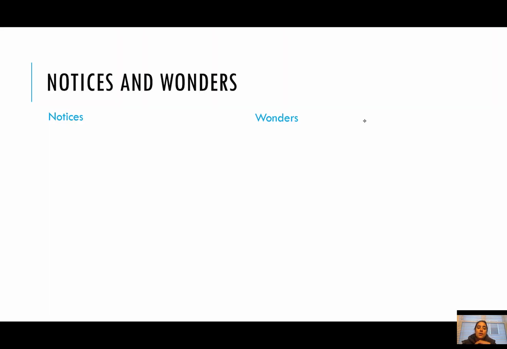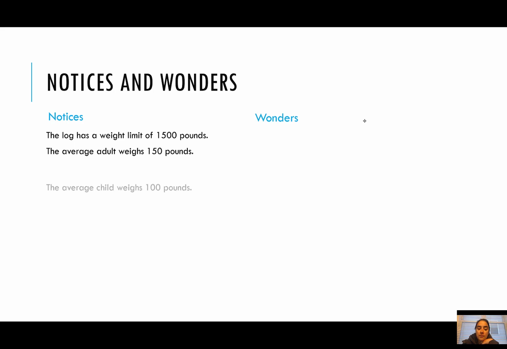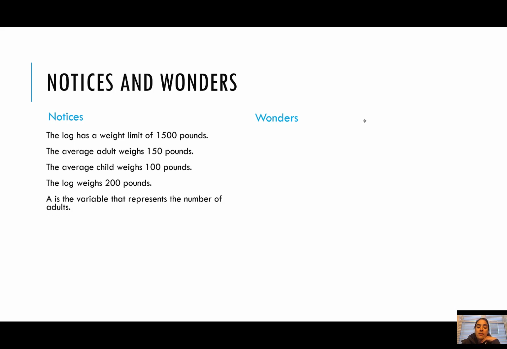All right, here are some of my notices and wonders. The log has a weight limit of 1,500 pounds, meaning it cannot go over 1,500 pounds. The average adult weighs 150 pounds. The average child weighs 100 pounds. The log weighs 200 pounds. A is the variable that represents the number of adults. C is the variable that represents the number of children.